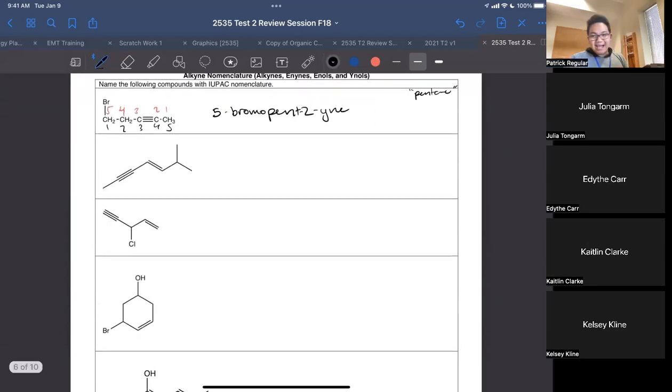Now we have an enyne, an alkene and an alkyne. And this should be something that rings a bell in your head. Whenever you have an alkene that's not cyclic and is a stereocenter, you have to do E or Z.